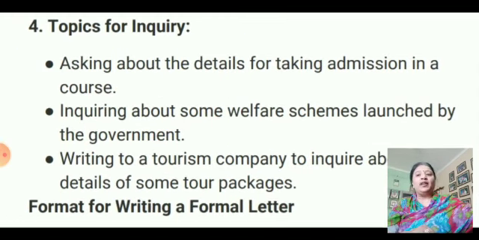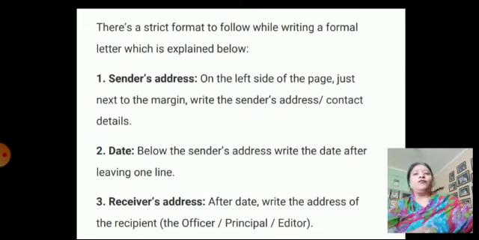Topics of inquiry. Asking about the details for taking admission in a course. Inquiring about some welfare schemes launched by the government. Writing to a tourism company to inquire about the details of some tour package. Now we will be learning the format of letter writing. There is a strict format to be followed while writing a letter, which is explained below.